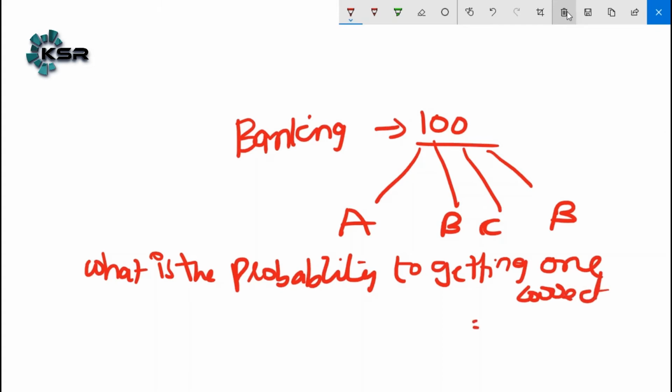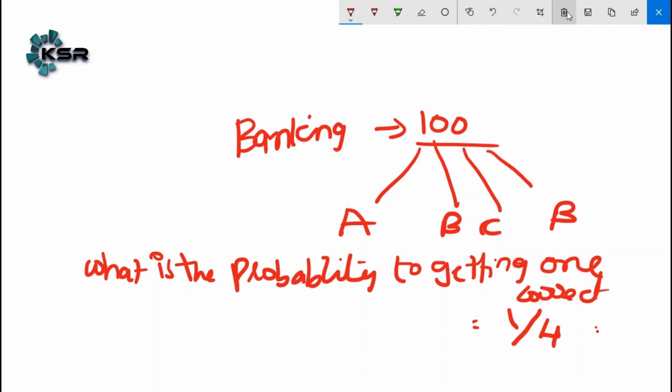So 1 correct answer is 1 divided by how many chances are there? 4. So 1 by 4. So can we say 1? You cannot say 1. The reason: for 1 by 4, you need to set how many times a particular event, the correct answer, is occurring, divided by the total number of events. How many times is it occurring? 1 time, divided by the total number, which is 4. That is the meaning of 1 by 4.